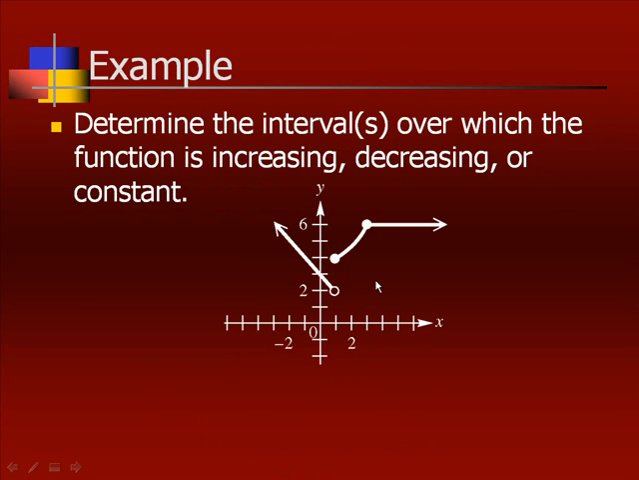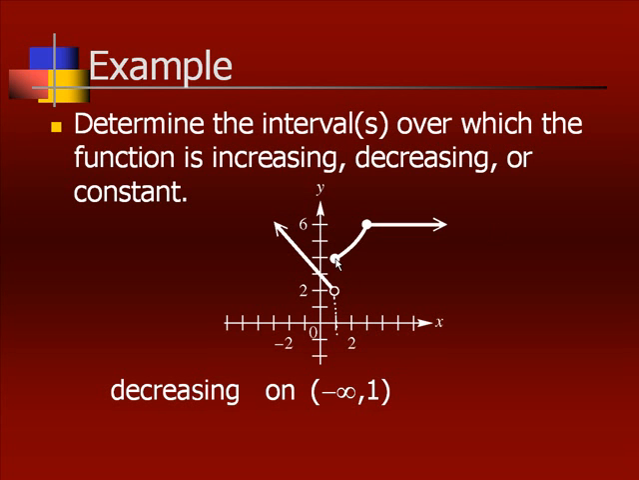So let's do one. Determine the intervals over which the function is increasing, decreasing, or constant. So if you notice over here as the x values come from left to right, your graph is really going down, even though that arrow is going up. Coming from left to right, your graph is going down, so we say that it is decreasing on the interval negative infinity to 1. Now remember, we're using x values. It did not include a 1, so we put a parenthesis on 1.